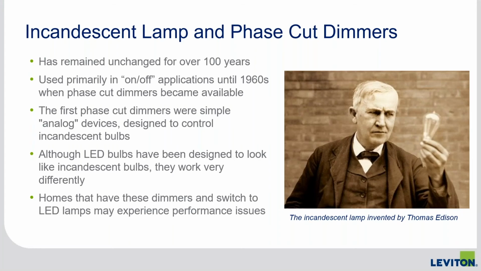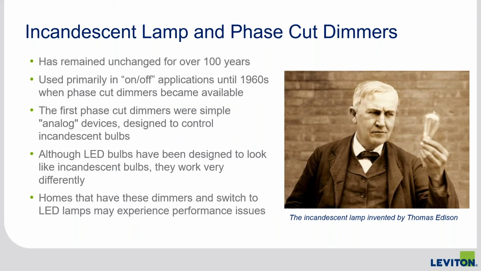Background and market. So incandescent lamps came out over 100 years ago and really have not changed all that much since they were invented. We have had the introduction of the halogen bulb, which is a little bit different, but it's all based on the same premise. When incandescent bulbs were invented, they were really only used for on-off applications until the first phase cut dimmer became available. These were very simple devices. It's really just a lamp and a resistor, and that's what is used to provide the different lighting that you need in different rooms of the home.